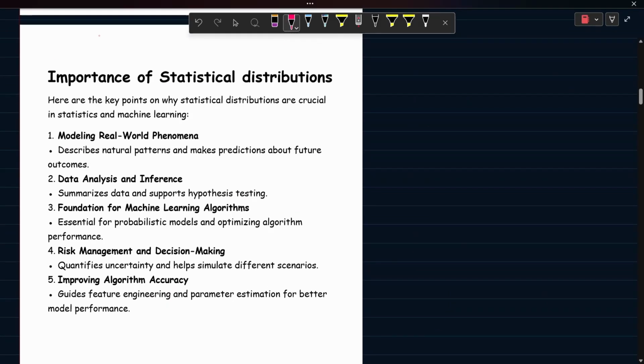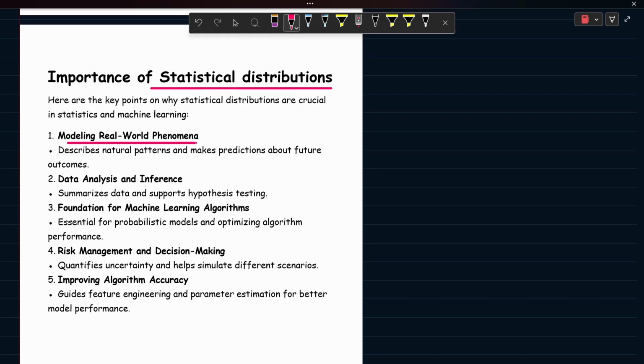Next, what is the importance of statistical distributions? They are used in modeling real world phenomena. They are used in making predictions about future outcomes. For example, the weather, whether it is going to rain tomorrow or not. They calculate these predictions based on these distributions. Based on past data, they calculate what is going to happen tomorrow.